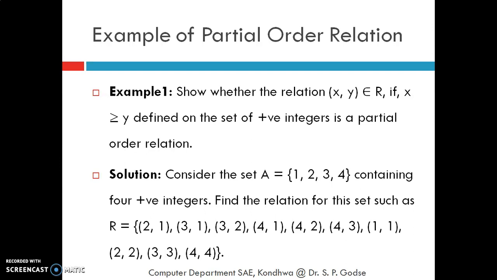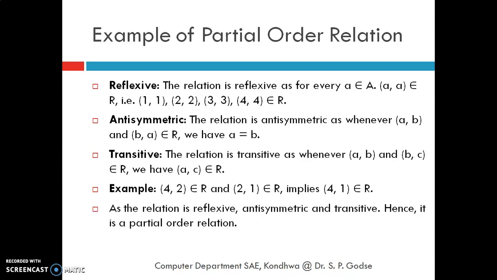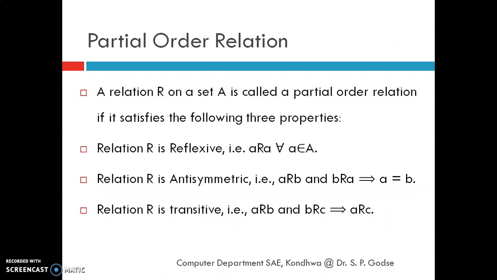Find a relation for this set such that R is equal to {(2,1), (3,1), (3,2), (4,1), (4,2), (4,3), (1,1), (2,2), (3,3), (4,4)}. These are the elements of relation R. Now we know that a relation is called a partial order relation if it satisfies the properties that is reflexive, antisymmetric and transitive. So if these three properties are satisfied, then that relation is called a partial order relation.